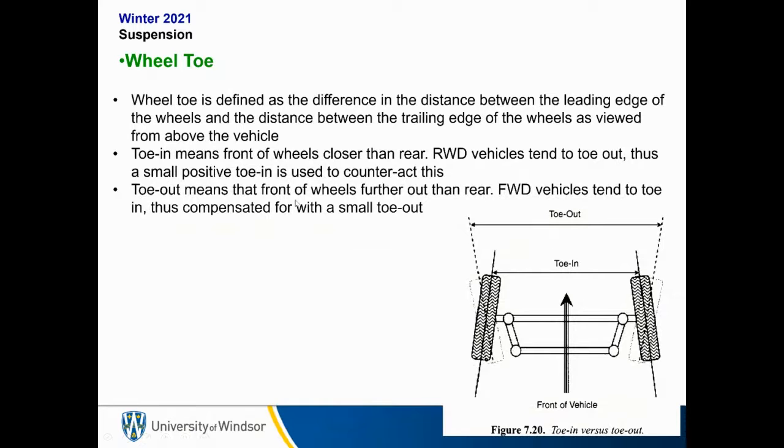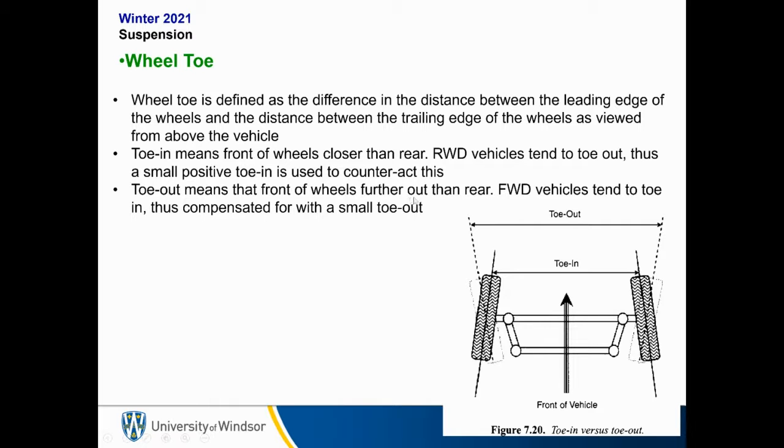Then finally, there is wheel toe. Wheel toe is defined as the difference in distance between the leading edge of the wheels and the distance between the trailing edge of the wheels as viewed from above the vehicle. So toe in means the front of the wheels are closer than the rear. Rear-wheel drive vehicles tend to toe out, thus a small positive toe is used to counter this. Since rear-wheel drive vehicles want to toe out, we put a bit of toe in to counteract it.